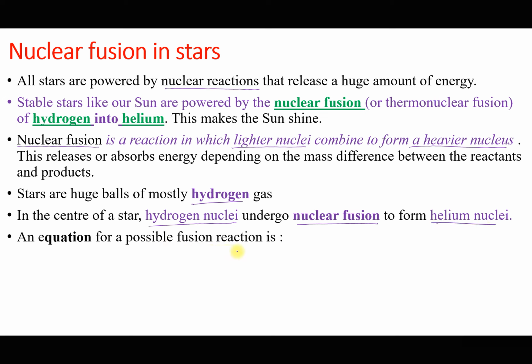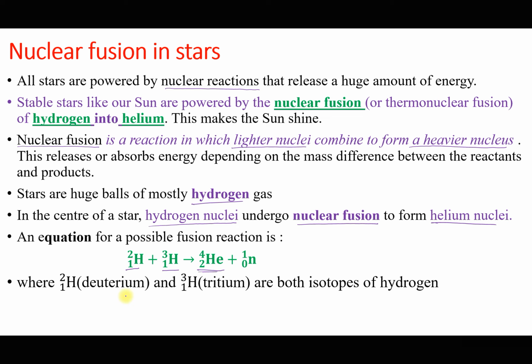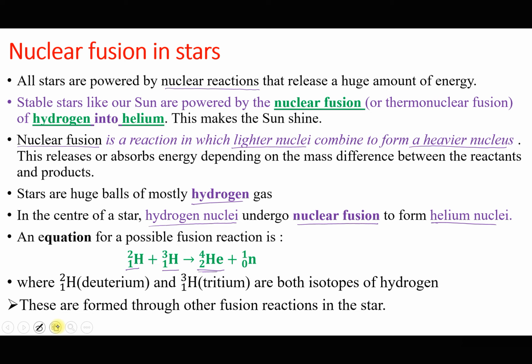An equation for a possible fusion reaction could be the following here, where this is an isotope of hydrogen called deuterium. Of course, this is another isotope of hydrogen called tritium. These ones can combine because they are lighter. They can combine to form a relatively heavier nucleus called helium. And in the process, a vast amount of energy accompanies this reaction. So deuterium combines with tritium. These are both isotopes of hydrogen. They are formed through other fusion reactions, which we are not supposed to talk about at this level.